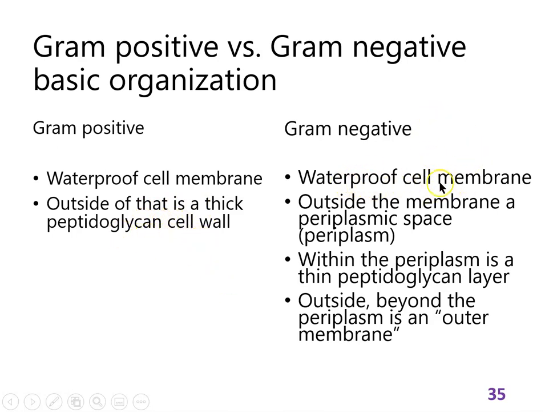Gram-negatives also have a waterproof cell membrane. Outside of that is a space full of water. It's called the periplasmic space. And they have a thin layer of peptidoglycan that is actually inside the periplasm, or inside the periplasmic space. The outer edge of the periplasmic space is defined by the gram-negative outer membrane.